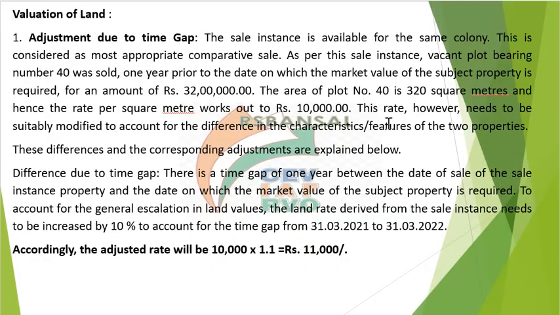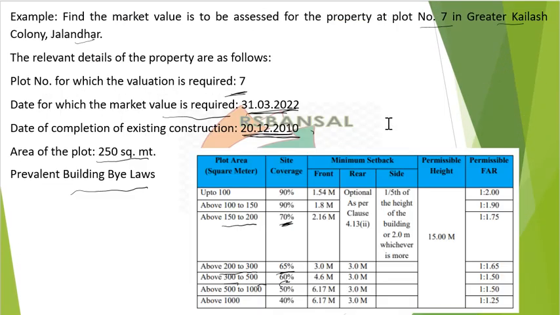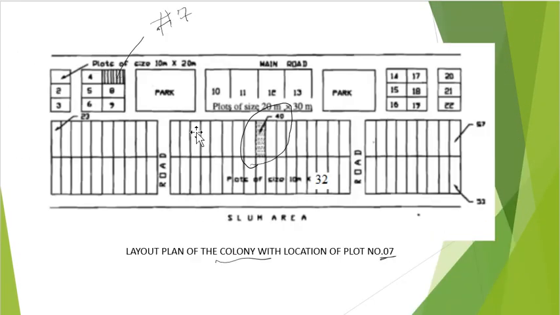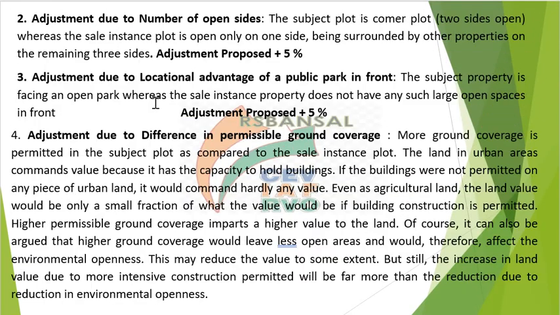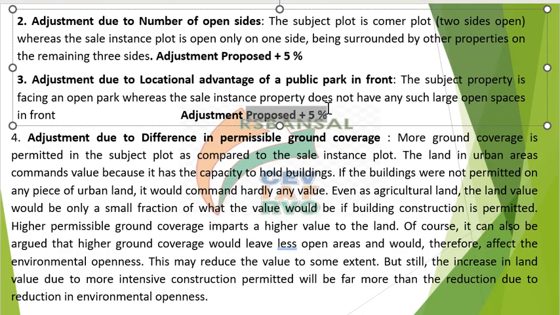Third thing is locational advantage. See here, our plot is opposite to a park, but that plot is not opposite to a park. As of now, you must consider two things. One, it is situated on the interior road rather than the main road, and it is opposite to the park. So because of this locational advantage, we propose an enhancement of plus 5%.